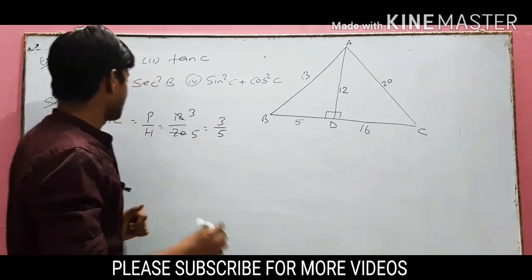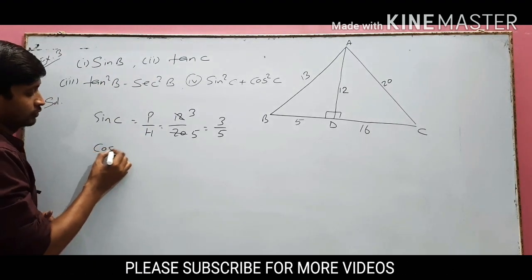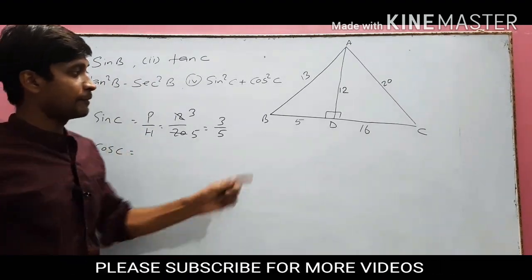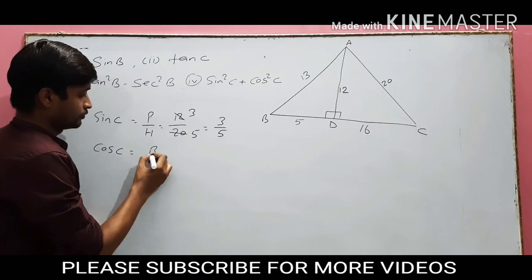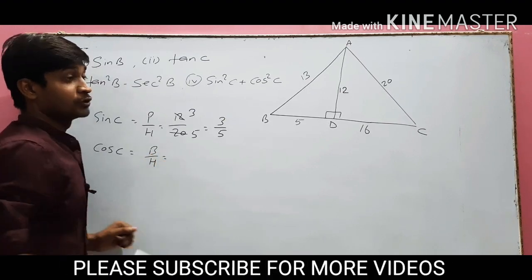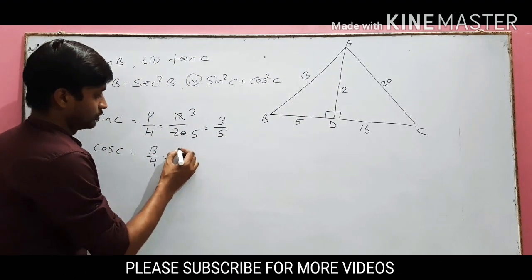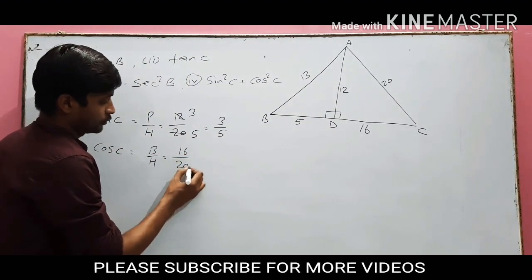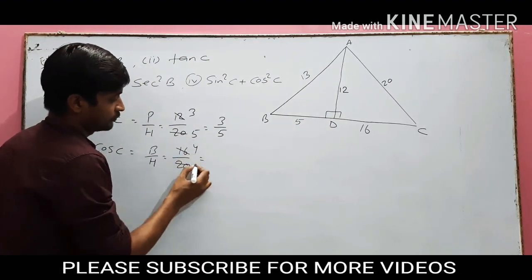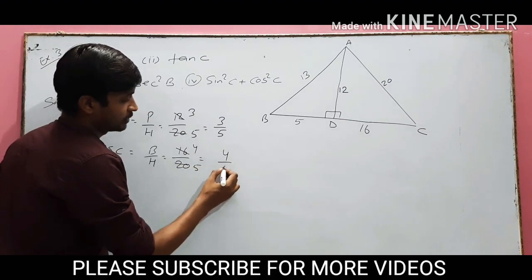Now cos C also we have to calculate. Cos C. Cos C is what? B upon H. B upon H, right? So what is B? B is this 16 and H is 20. 16 by 20. 4 4s are and 4 5s are. This is 4 by 5.